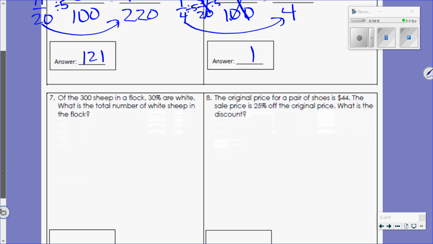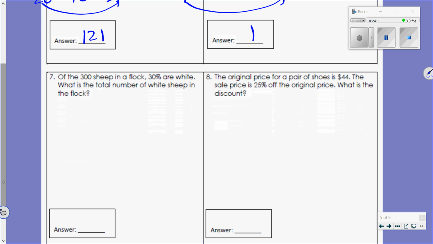And I will point out, especially in this next one, guys, marking your text. Really, really important. Oh, we just gave you that as a key math word, right? We said is and of are 2 key ones. Oh, the 300 sheep in a flock, 30% are white. What is the total number of white sheep in the flock? There's my question. So, start with my percent. So that goes over 100.